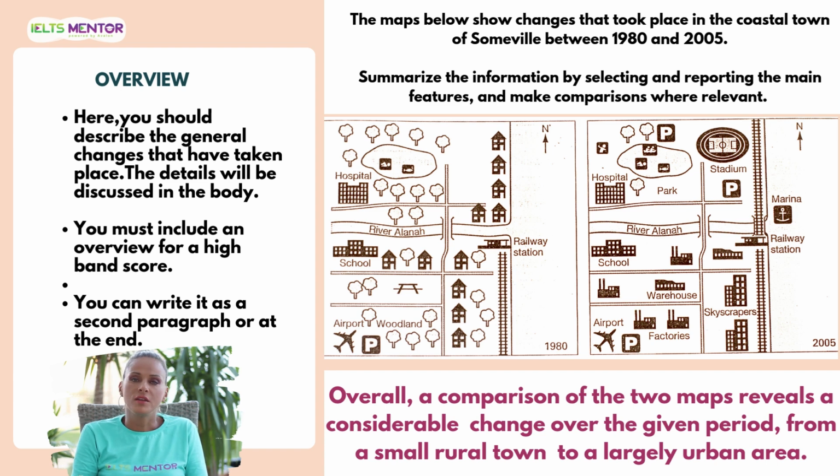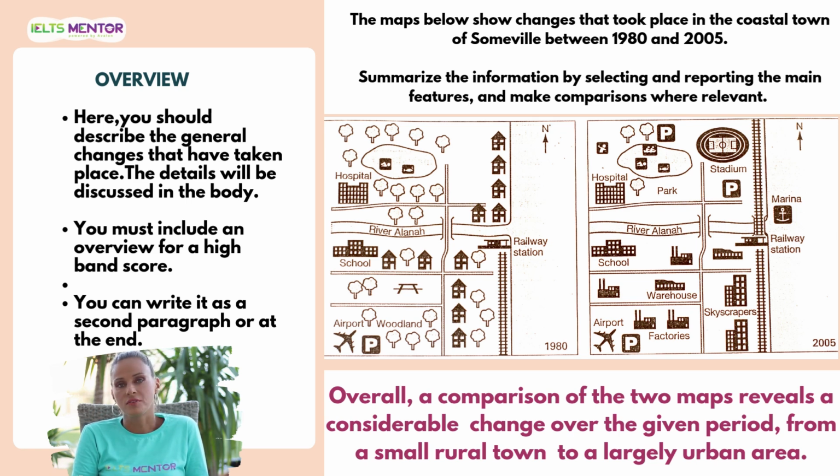The most striking feature that can be seen at first glance when you're looking at the maps is that there was a huge change over the given period, because we can see that this town was a small rural town in 1980, and then in 2005 it became a largely urban area. So this would be a perfect overview. Take a look at our overview. Overall, a comparison of the two maps reveals a considerable change over the given period from a small rural town to a largely urban area.